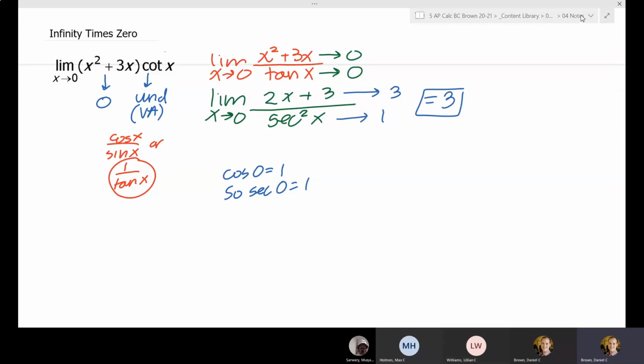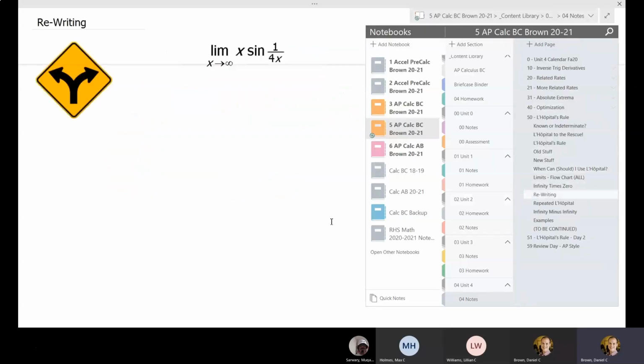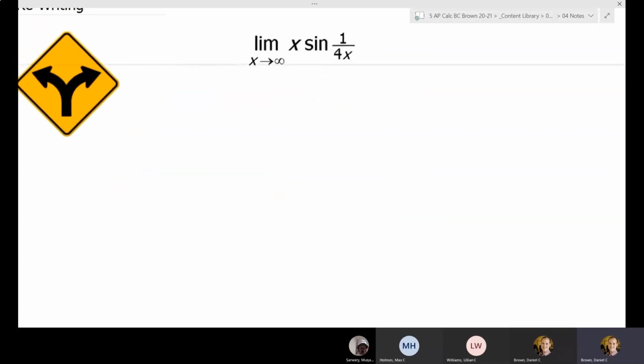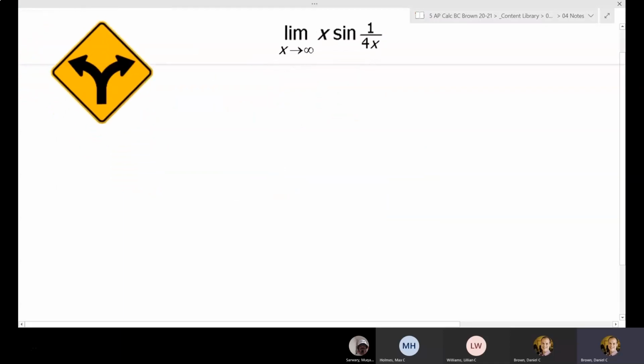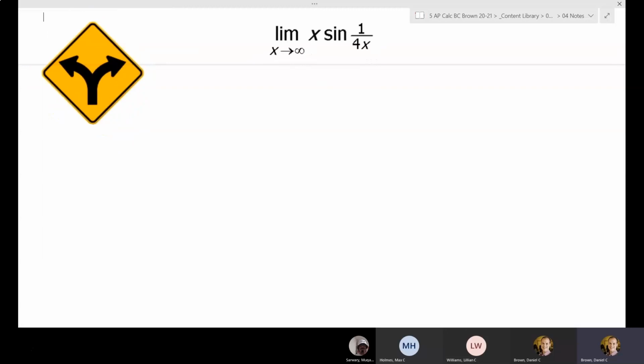So the next example I want to look at is this one, where I have the limit as x goes to infinity of x times the sine of 1 over 4x. Again, whenever you do a limits question, you always want to make sure you do direct substitution first. So as x is going towards infinity, this first factor is going to go towards infinity.